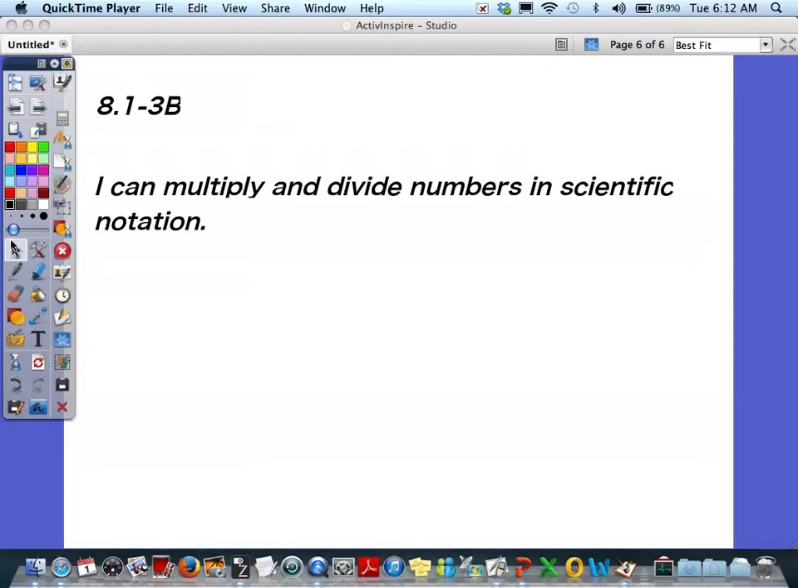I can multiply and divide numbers in scientific notation. We're going to multiply and divide today. If you come up with a vocabulary word, write it down as we go, but I don't have any for you at the beginning here. Okay, get that copied down: I can multiply and divide numbers in scientific notation.